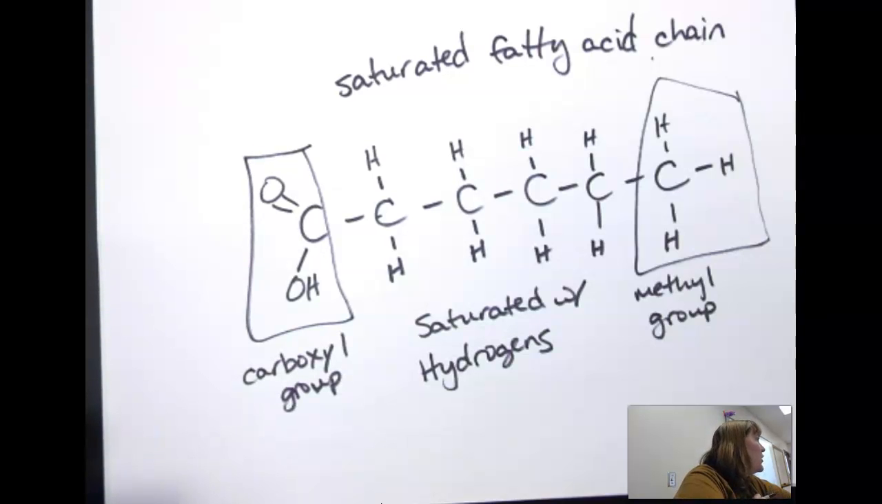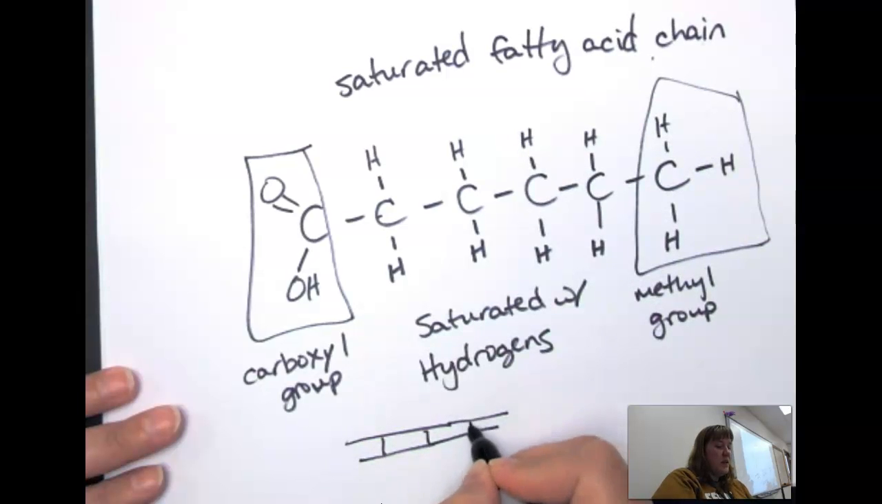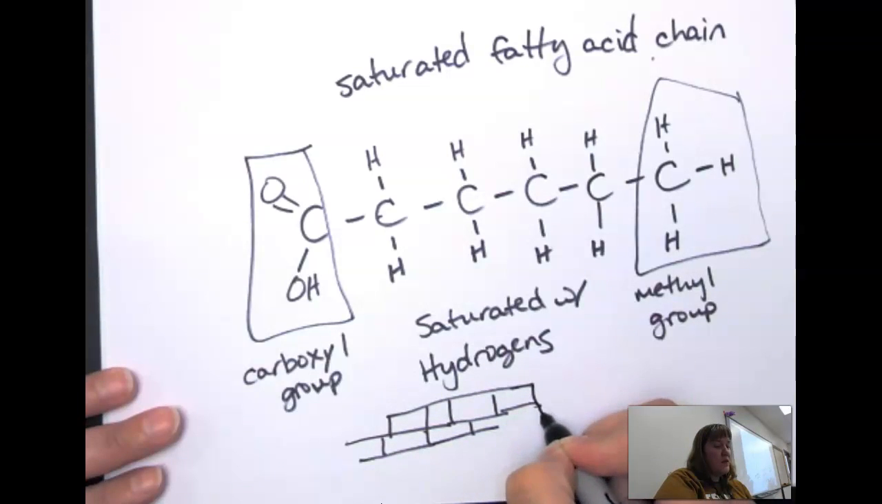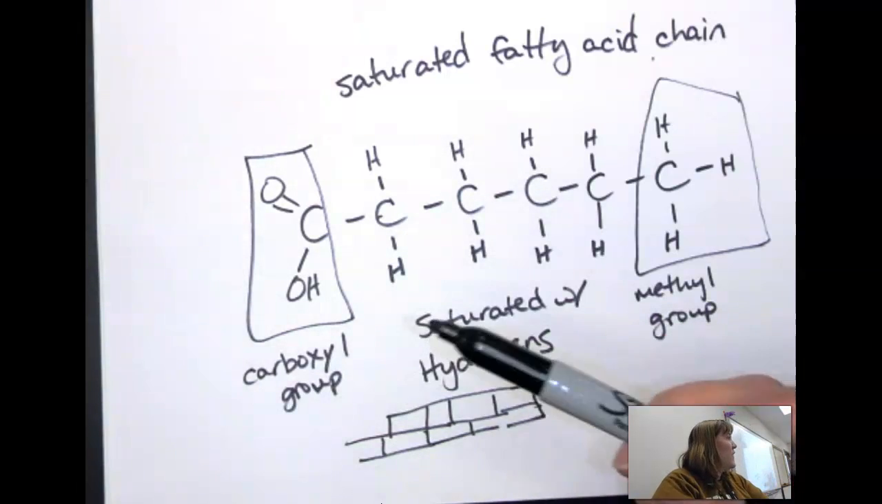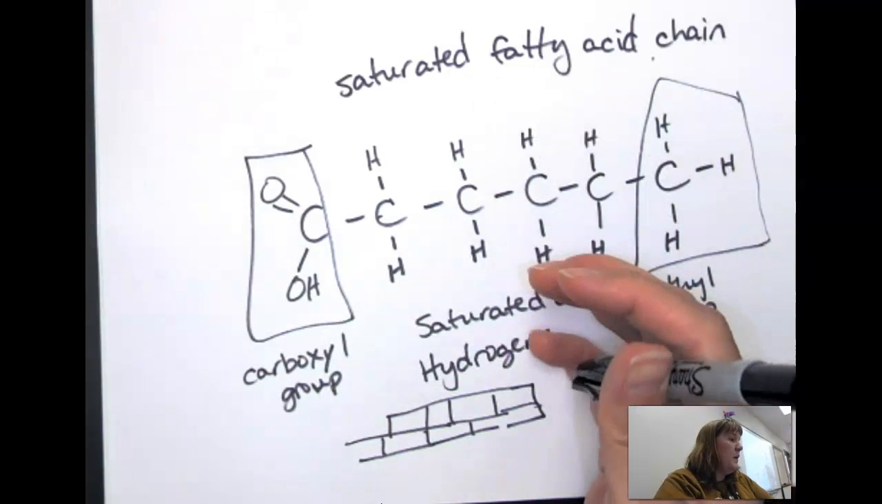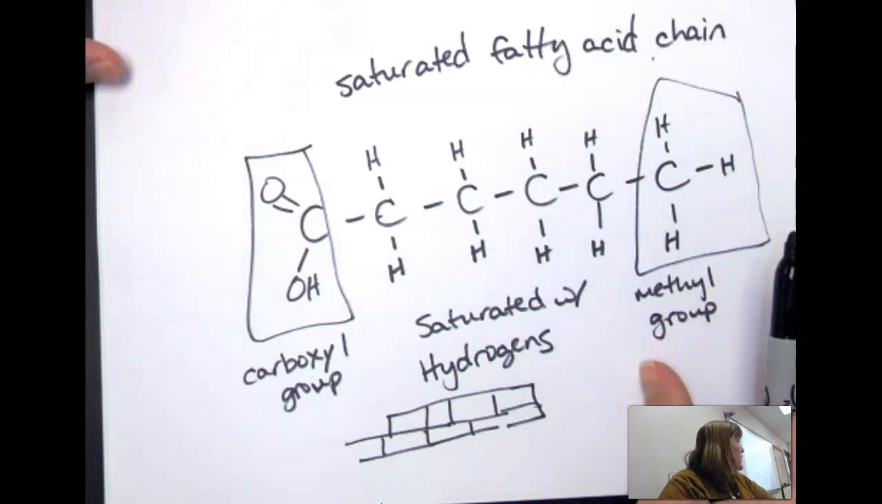And that is why they are solid at room temperature, because they can lay on top of each other like bricks. They just stack, and they can line up and make a wall of fat. That's why they are solid at room temperature, because they lay so nicely together. Is that good? So saturated fats would be that bacon fat, the bacon grease, beef fat, lard, butter. Butter wasn't listed, but butter's a good one.